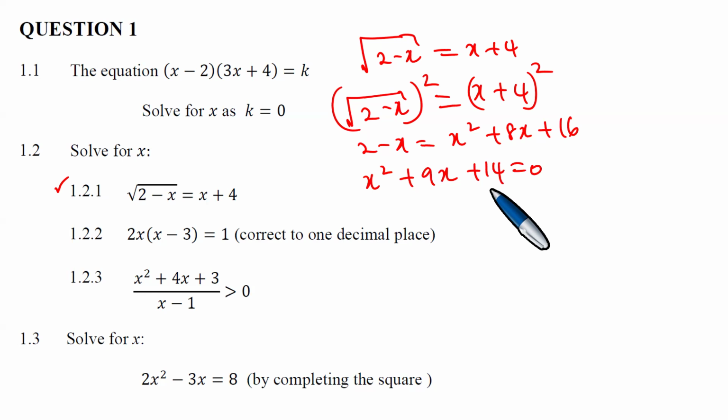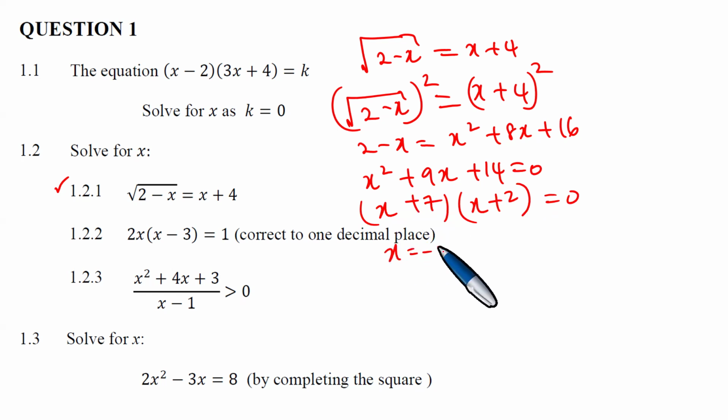Right, we continue to then say, we have exactly this. What are the factors of this? The factors of 14 that give 9 are exactly 7 and 2. So that x is minus 7, or x is what?